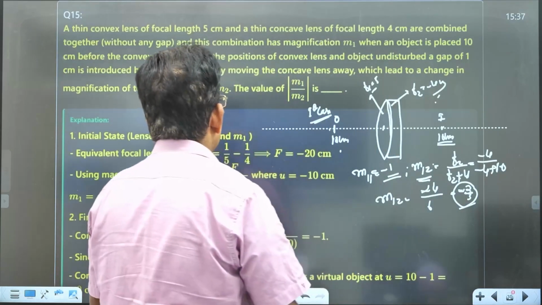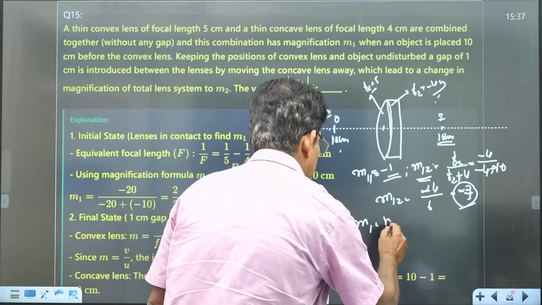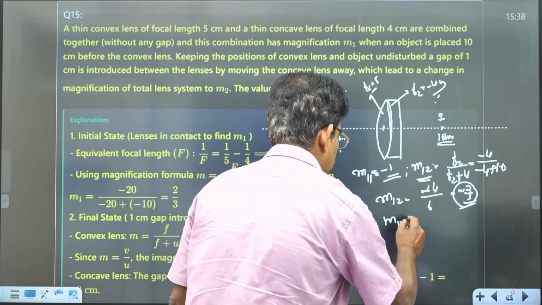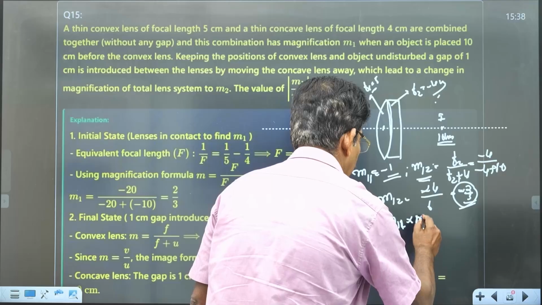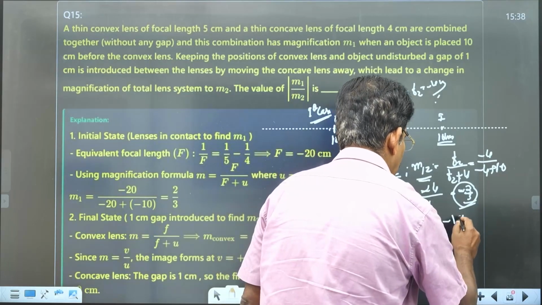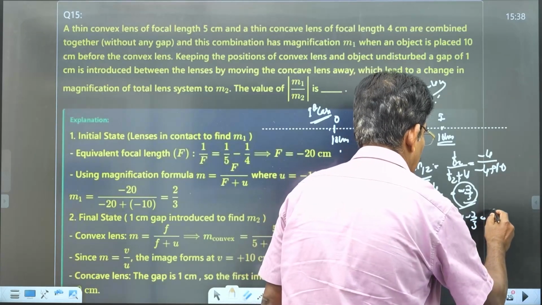Therefore, in the first case, the combination's effective magnification is M12, its numerical value we want. M12 into M11 into M12. That comes to be -1 into -2/3. That is coming to be 2/3.